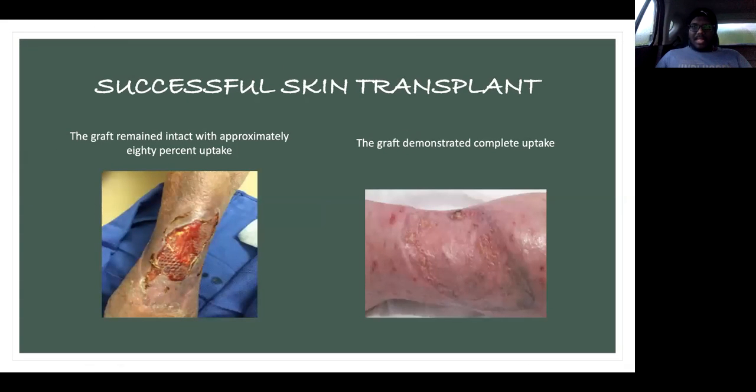So these are the pictures of successful skin transplant. The graft remained intact with approximately 8% uptake is on the left hand side, and the graft demonstrated complete uptake is on the right hand side. From this to this.